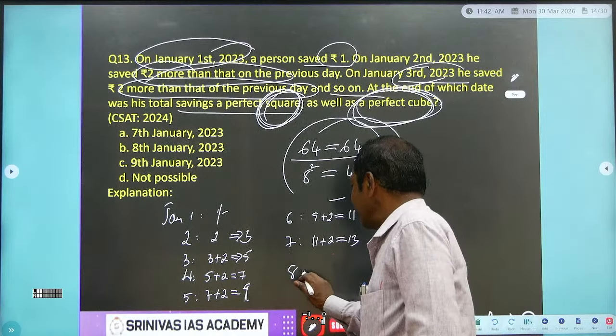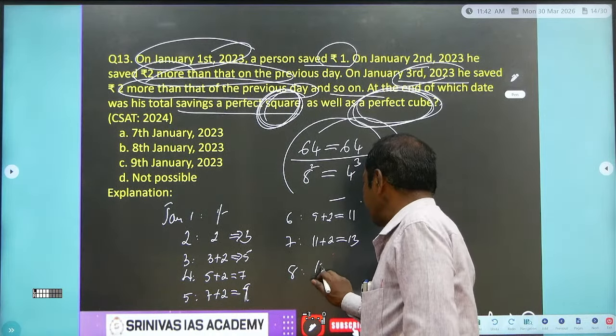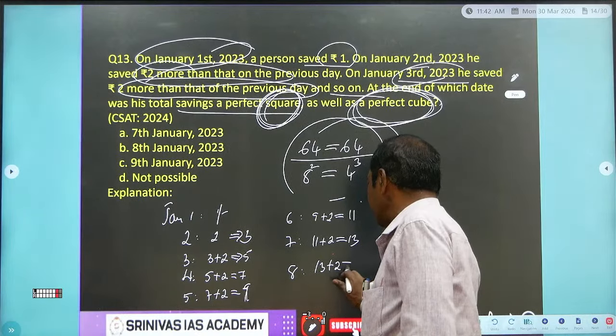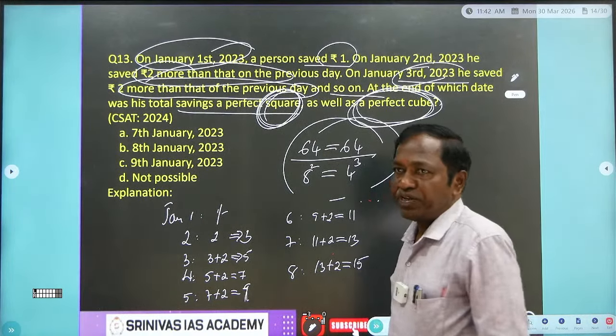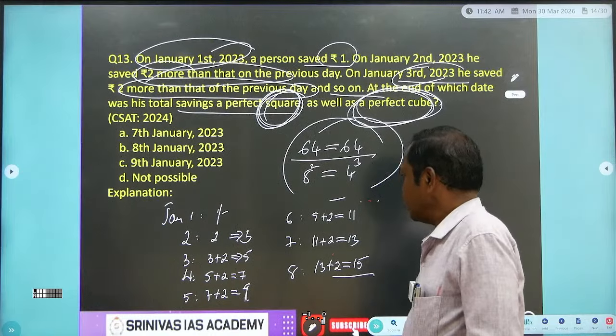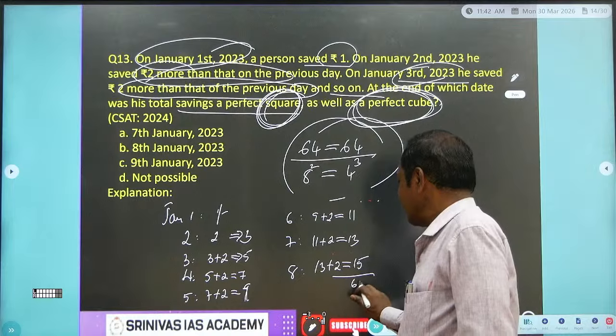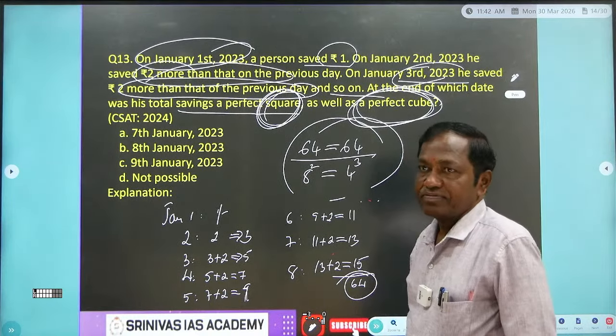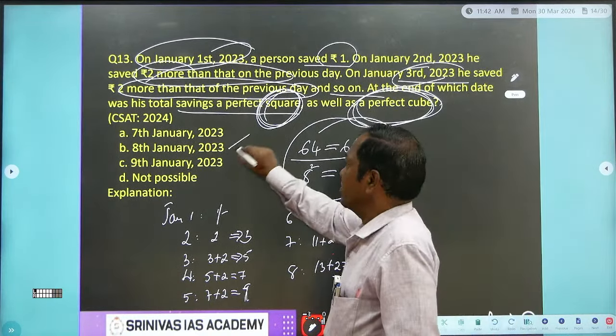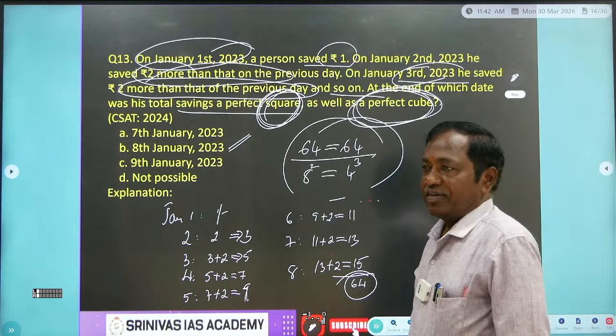8th day, this is 13 plus 2. This is the 8th day, 15. The person is saving 15 rupees. Now you add 1 plus 3 plus 5 plus 7 plus 9 plus 11 plus 13 plus 15, sir. You get 64. Which date is that? 8th January, sir. Actually the answer takes some time.